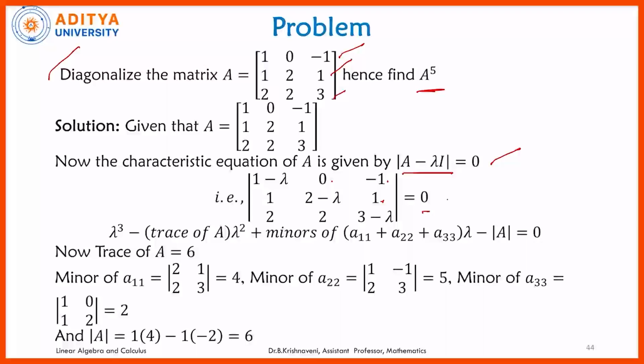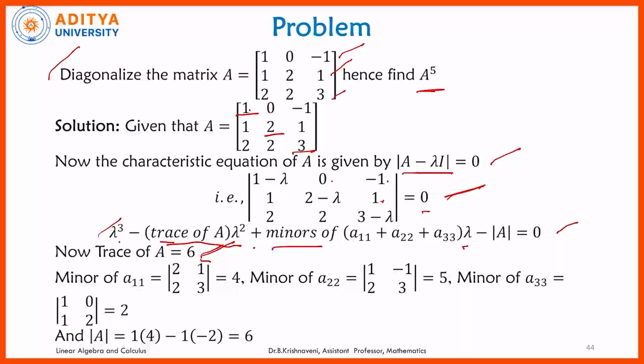Now, how to find the characteristic equation of this matrix? By means of the direct formula, the characteristic equation of this determinant is given by lambda cubed minus trace of A into lambda squared plus the sum of minors (minor A11 plus A22 plus A33) into lambda minus det A is equal to 0. First, let us find the trace of A. Trace of A is the sum of the diagonal elements, 1 plus 2 plus 3, which is equal to 6.